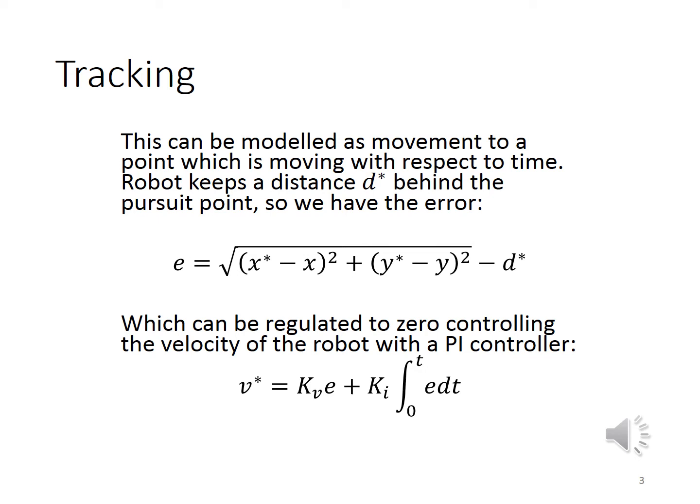What we should do is regulate the velocity of the robot, and we can use a PI controller like the following equation. Let us call this v asterisk, which is going to be the actual control law. We can see here that we have a proportion of the error, plus some proportion of the integral of this error. Clearly it's a PI, a proportional integral controller.